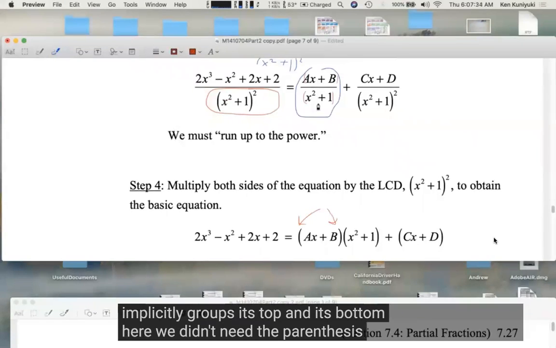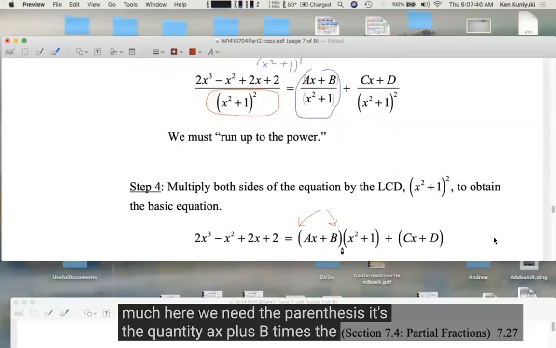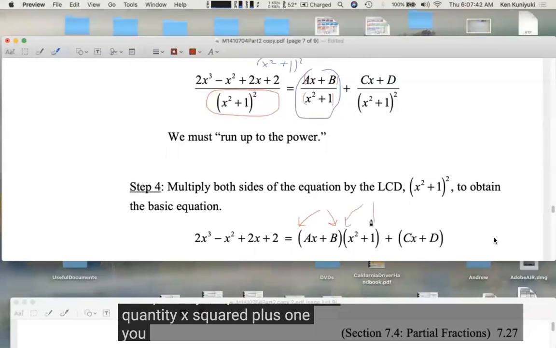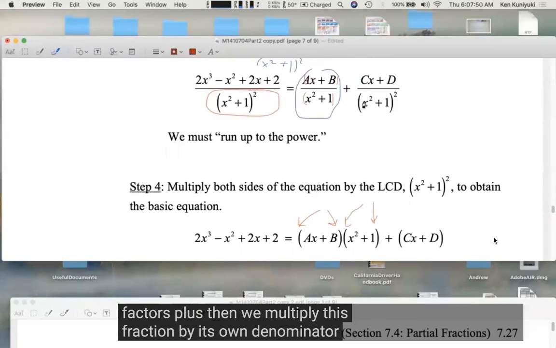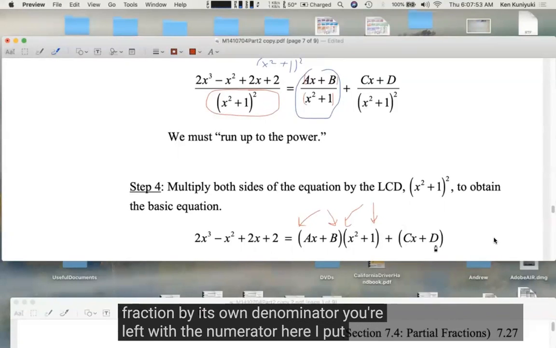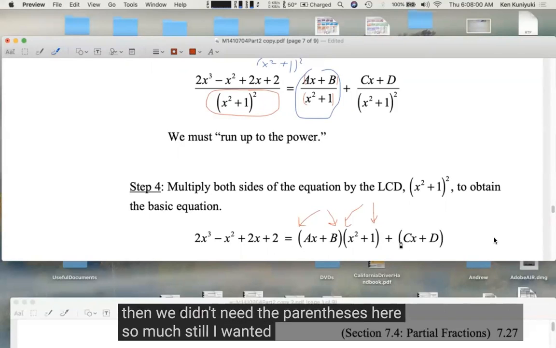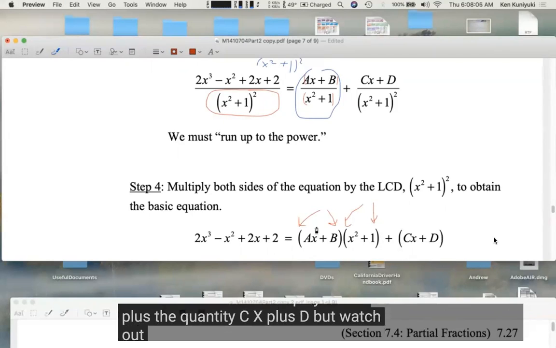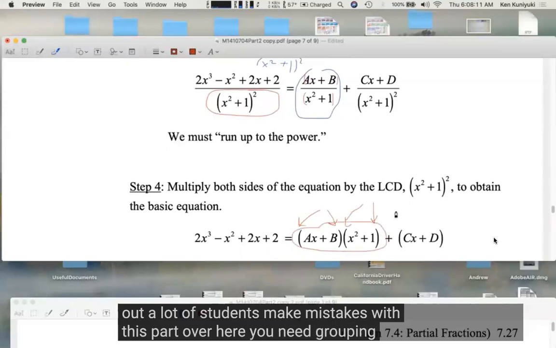Here we didn't need the parentheses so much. Here we need the parentheses. It's the quantity ax plus b times the quantity x squared plus 1. You need parentheses around both these factors. Plus, then we multiply this fraction by its own denominator. You're left with the numerator. Here I put parentheses, but since there's a plus sign in front and it's just this guy, we didn't need the parentheses here so much. Still, I wanted to play it safe. Plus the quantity cx plus d. But watch out, a lot of students make mistakes with this part over here. You need grouping symbols.